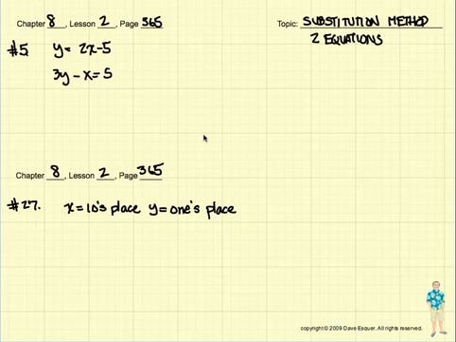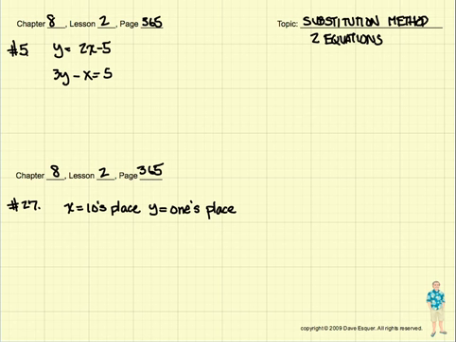Chapter 8, Lesson 2 is on page 365. We're going to do the substitution method today. In Chapter 8, Lesson 1, we did the graphing method, which means you need to have some graph paper, but there's got to be a better way, and sure enough, Lesson 2 gives us a substitution method. As it says, we're going to be substituting something for something. That's kind of a clue.